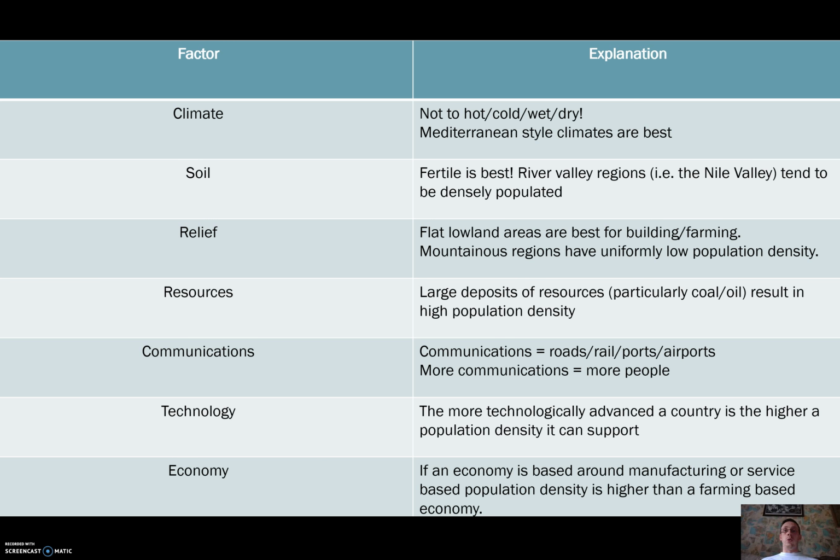Now this is a short list. You've got a list in your notes that's a lot more comprehensive than this, but a little something just to let us get stuck in. So we've got a bunch of different factors that have an influence on population density. So first of all, climate.